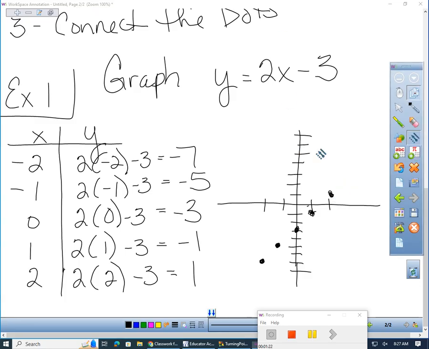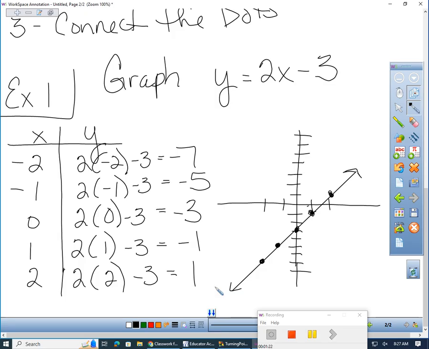Then I connect my dots. Well, hopefully a little bit straighter than that. There we go. This does make a line. Questions? We're going to use those same points every single time today.